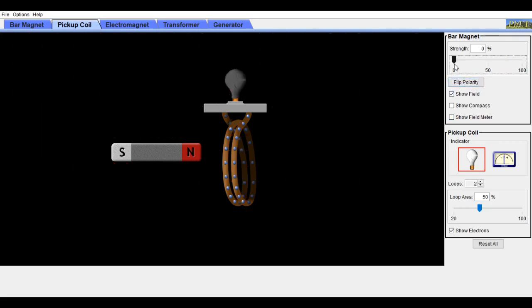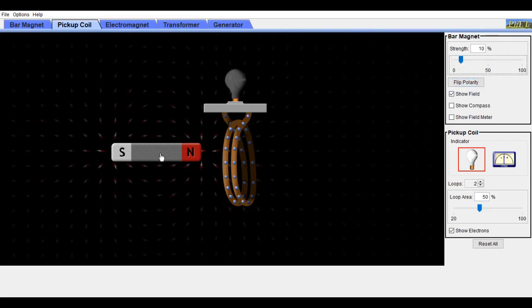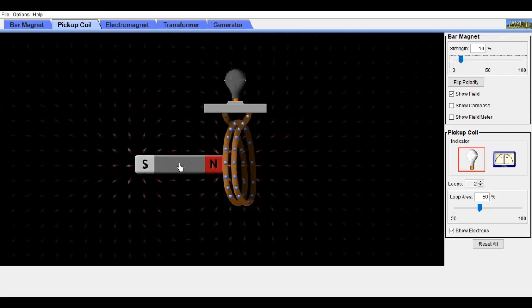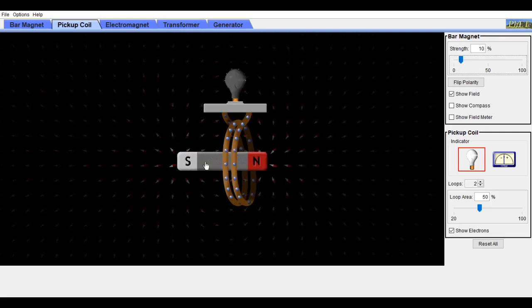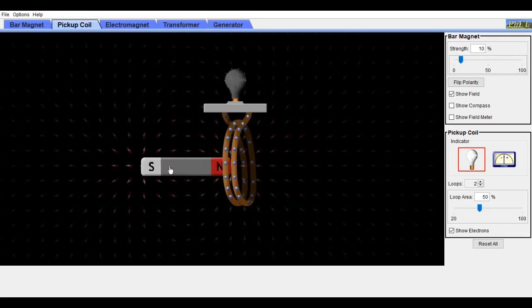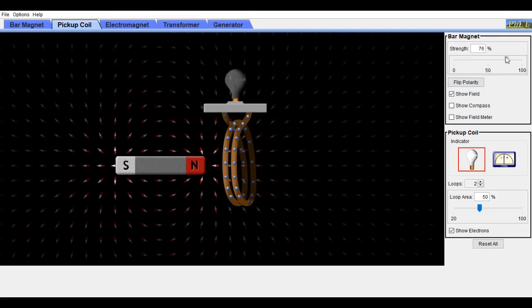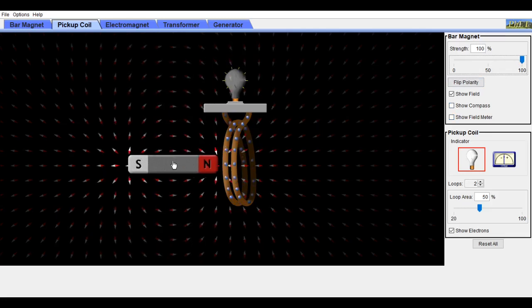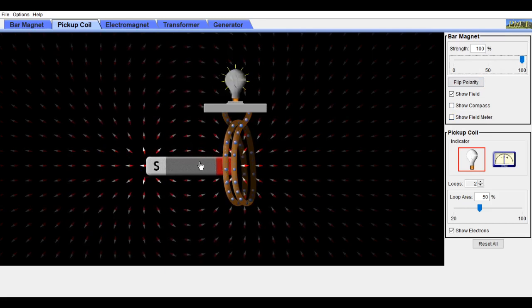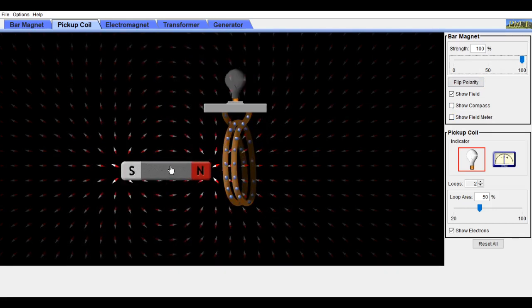If you decrease the magnetic strength down to 10%, as you can see, no matter how much you move it, it will produce a small amount of current. But if you increase the magnetic strength to 100%, then by moving it, even slowly, you can see it produces a greater amount of current. So magnetic strength and the amount of voltage are directly proportional to each other.